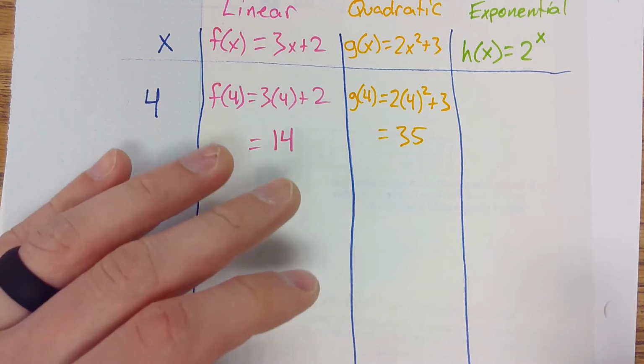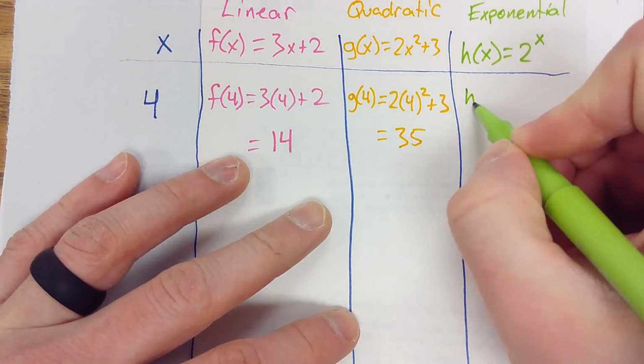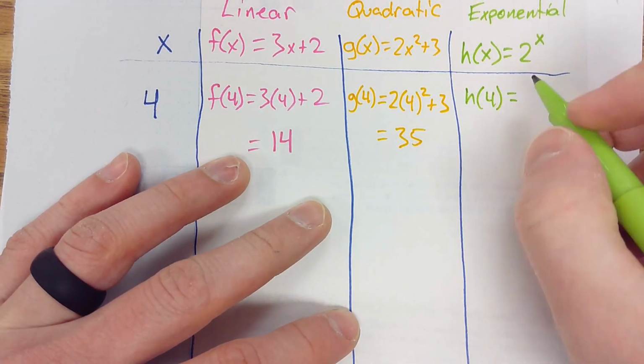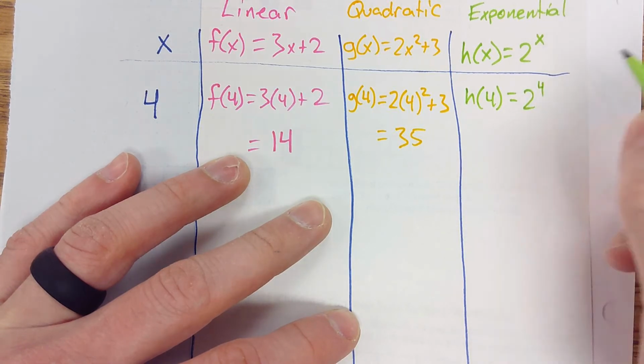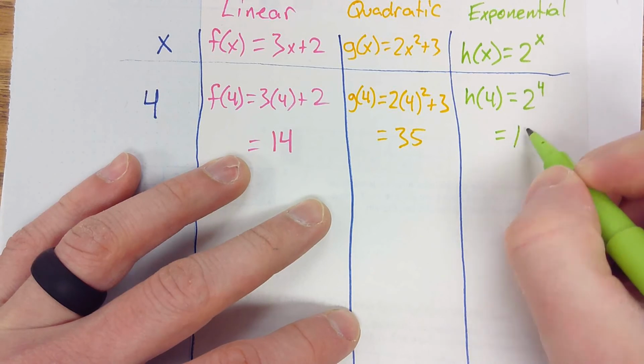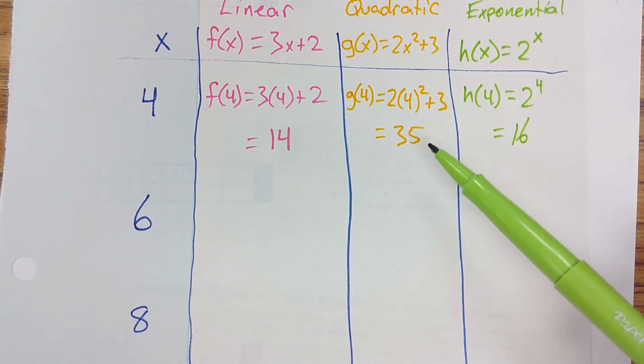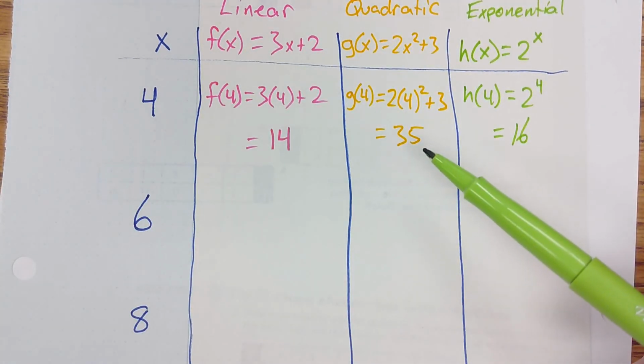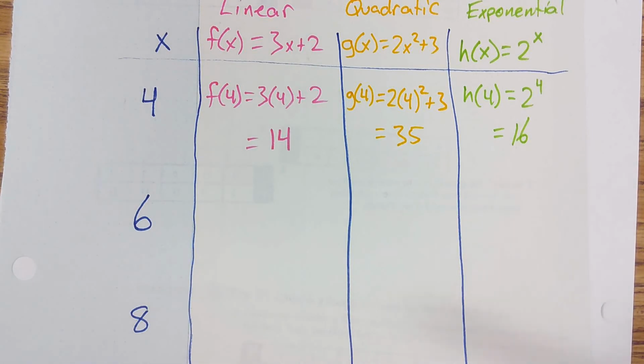And our exponential, h of 4 equals 2 to the 4th power. And that's going to give us a value of 16. So at the beginning, our quadratic is the highest value. The other two are very similar. But we're going to look at how do these grow over time. And the question tells us h of x will eventually exceed the other two, or it will be higher at the same x value. So we're going to see that happen as we work through these other parts of the table.